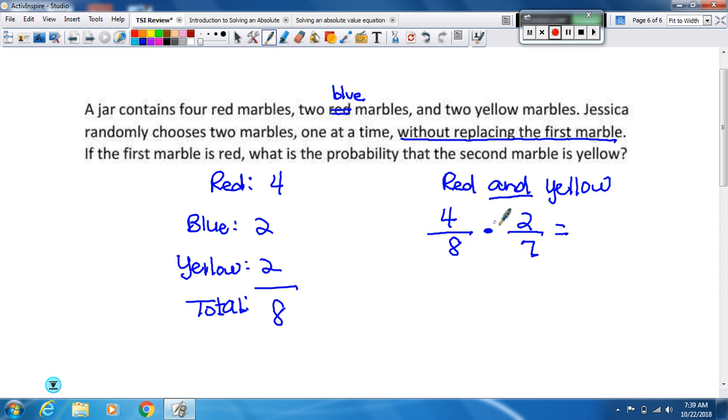So now, you multiply. 4 times 2 is 8, and 8 times 7 is 56. Okay, you can divide both of these by 8. So 8 divided by 8 is 1. 56 divided by 8 is 7. So the probability that the second marble is yellow is 1 out of 7.